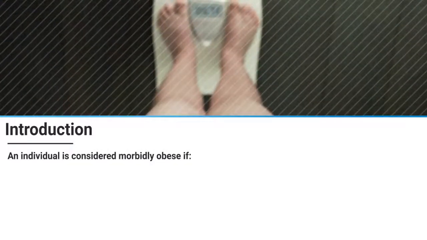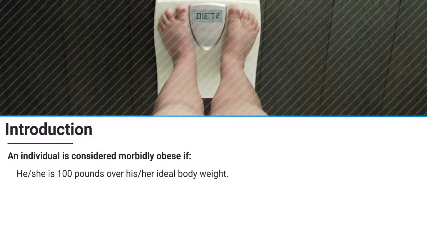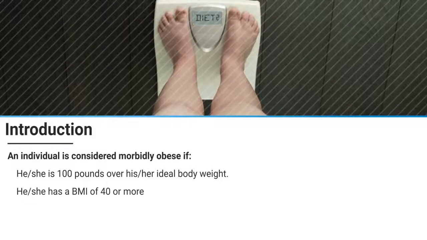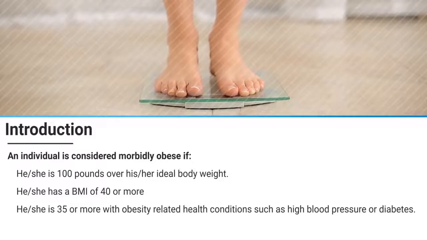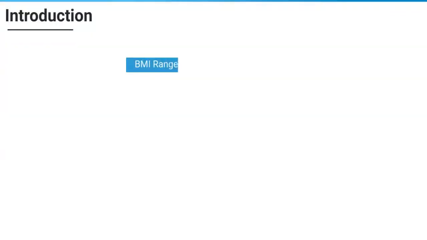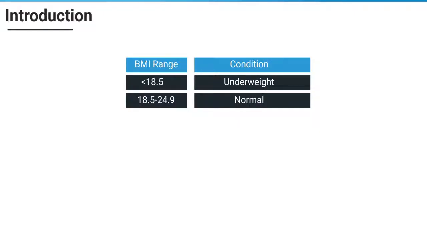An individual is considered morbidly obese if he or she is 100 pounds over his or her ideal body weight, has a BMI of 40 or more, or 35 or more with obesity-related health conditions, such as high blood pressure or diabetes. When the BMI is below 18.5, the person is considered underweight. When the BMI ranges between 18.5 to 24.9, the person is considered to be normal.